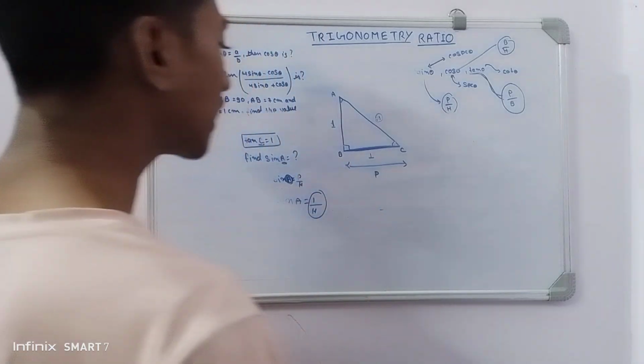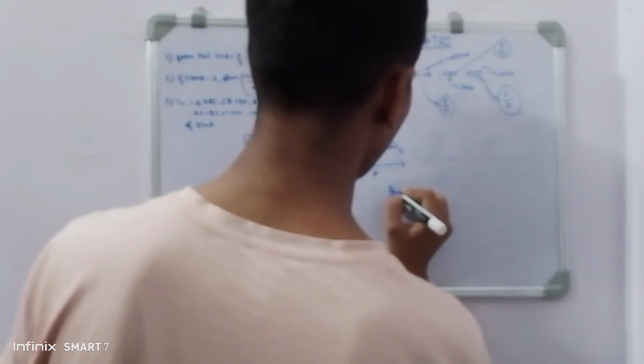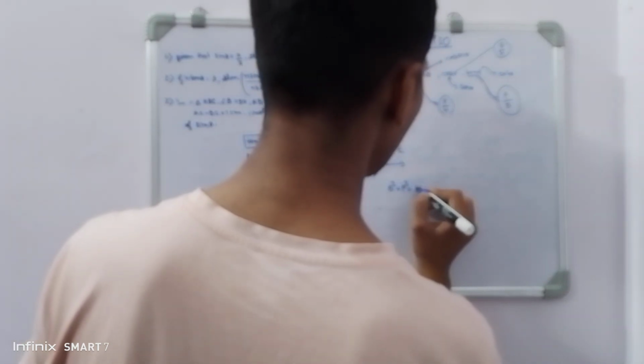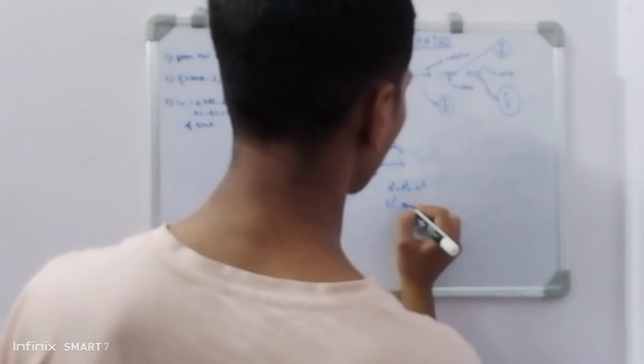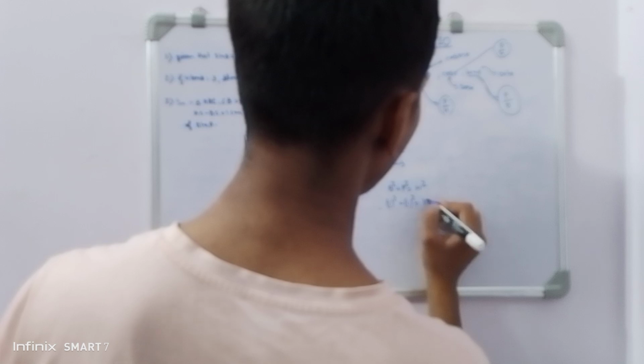How will you find the H? Now you have to use the Pythagoras theorem, that means base square plus perpendicular square is equal to hypotenuse square. Base we have 1, so the square of 1, plus perpendicular we have also 1, and then hypotenuse square.